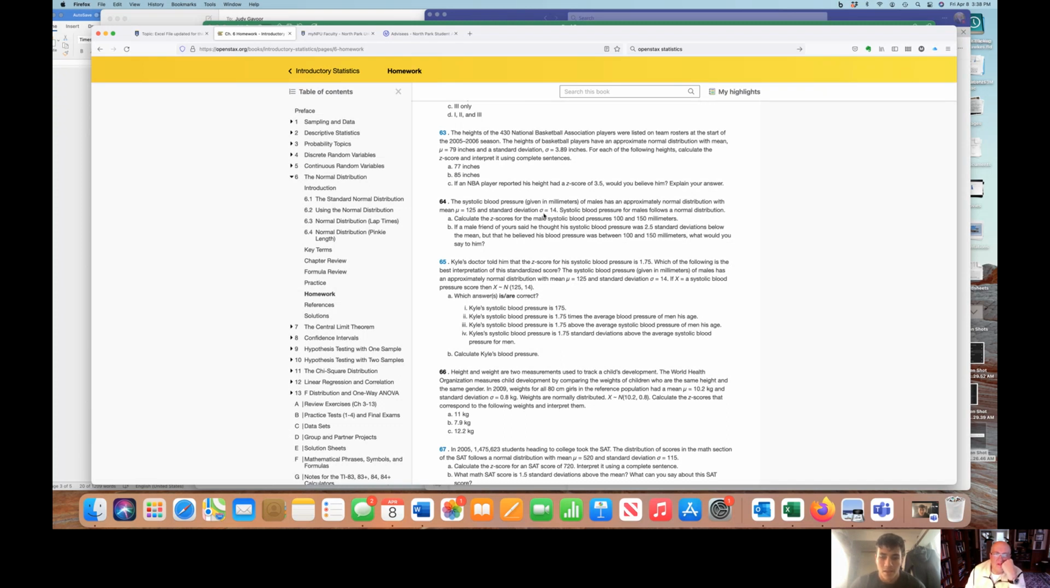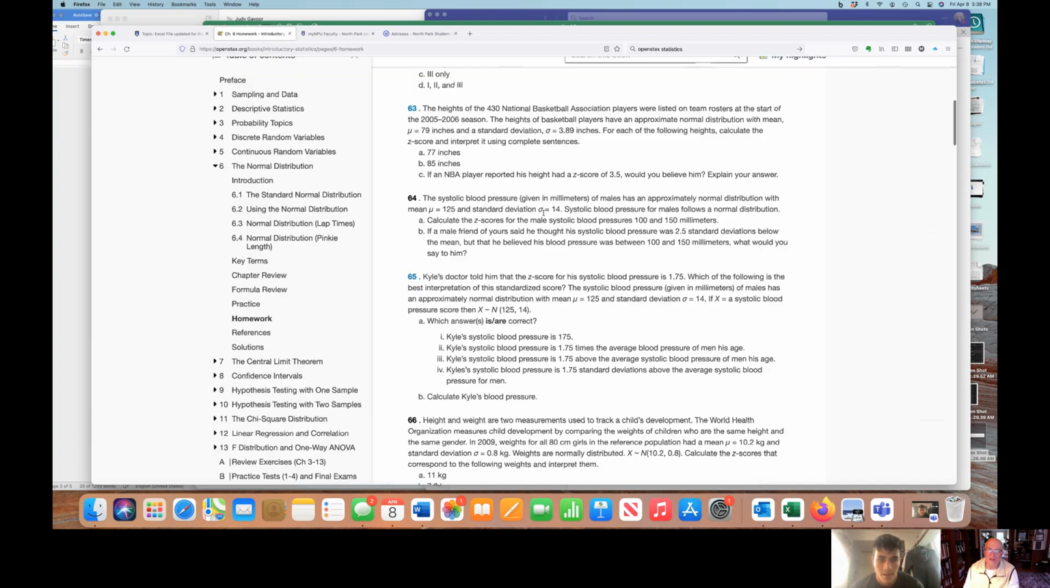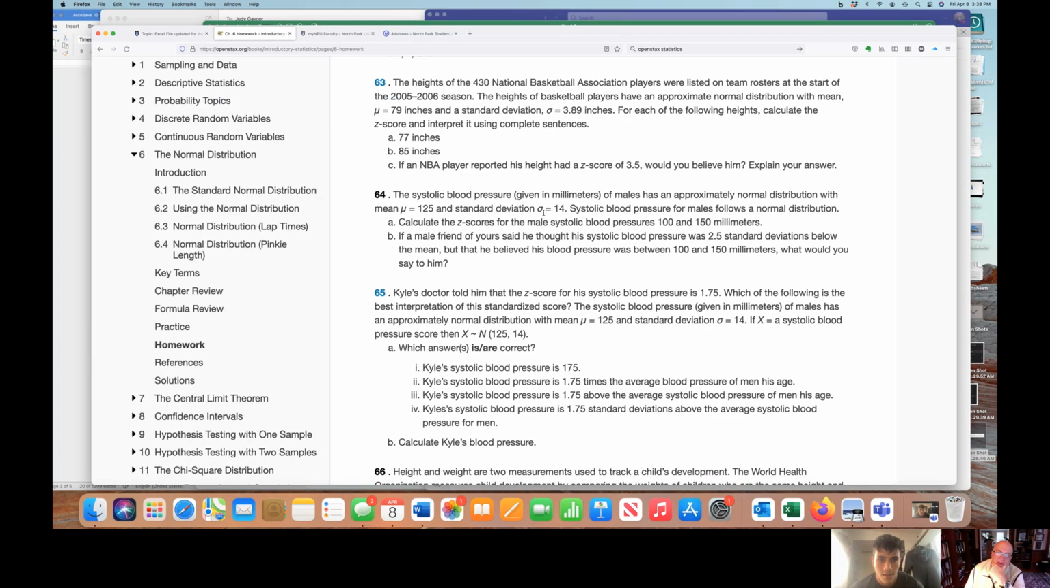Systolic blood pressure given in millimeters. For males, it's approximately normal distribution with a mean of 125 and a sigma of 14. Systolic blood pressure for males follows a normal distribution. Why would they say that? For males, approximately. Has an approximately normal distribution. That's a really weird statement there.